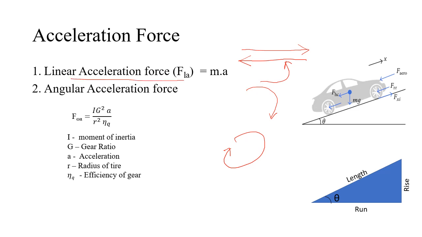For linear acceleration force, the formula is F is equal to m into a, that is mass into acceleration. In case of angular acceleration force, you have to use this formula: F omega a is equal to I g square a divided by r square eta g. I is the moment of inertia, g is the gear ratio, a is the acceleration, r is the radius of the tire, and eta g is the efficiency of the gear. So you have to calculate all these factors for this acceleration force.